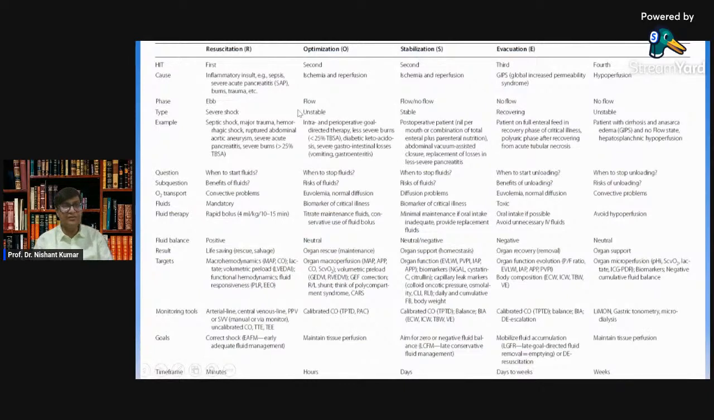Now, if you see resuscitation, there's a severe shock, fluid balance is usually positive. During the optimization phase, it is neutral. Stabilization, it might be neutral or negative. And during evacuation, it should be negative.